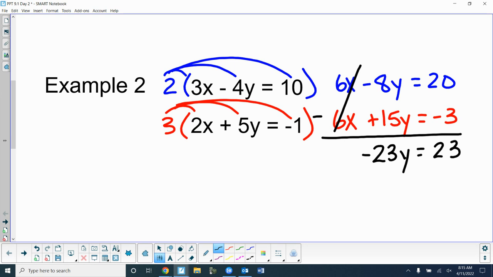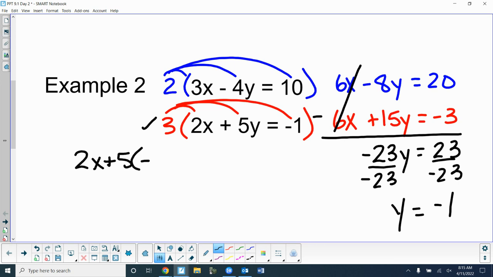All right, remember, we're subtracting everything. So negative 8 minus 15 is negative 23, and then 20 minus a negative 3 is a positive, so that's 23. So the y's came out nice. Now the x might be a fraction. How do I find x? Plug into either one, right? So this time I'm going to do the second one. It doesn't matter though. So I go 2x plus 5 times negative 1 equals negative 1, which is 2x minus 5, right?